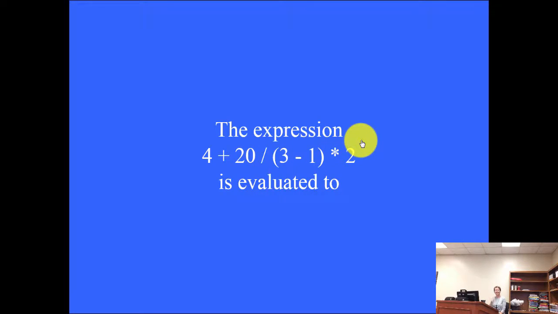Let me think. Let's see. It is 24. Why did I raise my hand? Order of operations. PEMDAS. What does it do first? Parentheses. So what does that evaluate? 2. Then it does division, multiplication, left to right. So it'll be 20 divided by 2, 10 times 2, 20, and then it adds 4.